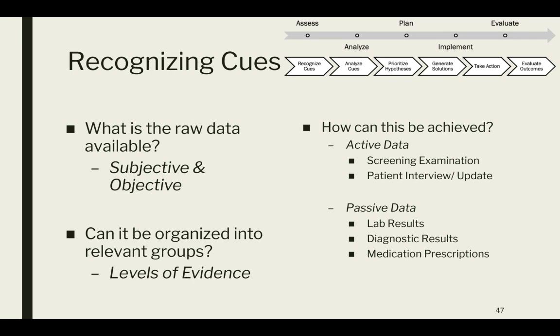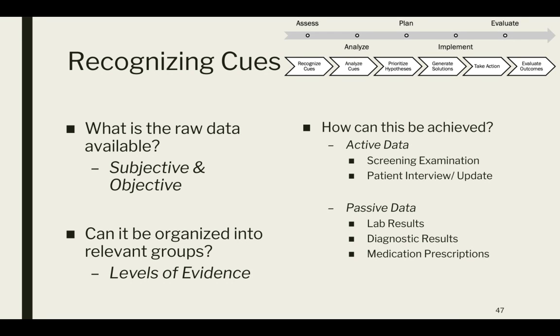First, we are going to recognize cues. If you see up at the top of the screen here, this is the pathway we're going to be taking. So we're going to recognize cues. This is gathering all of the data, all of it. So what is the raw data that's available? This is our subjective and objective data. We need to recognize that we need data and know what to do for our patients. So we're getting all of that.